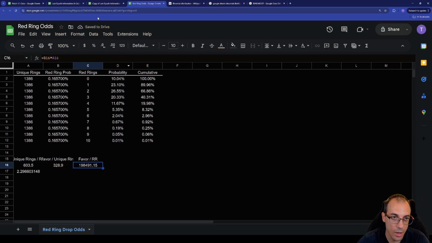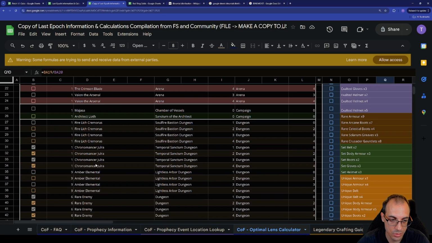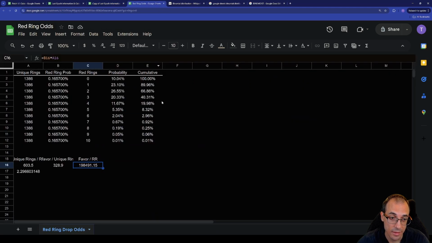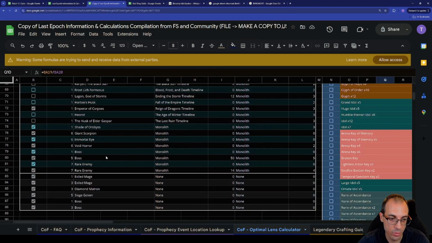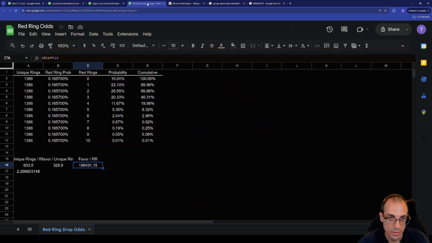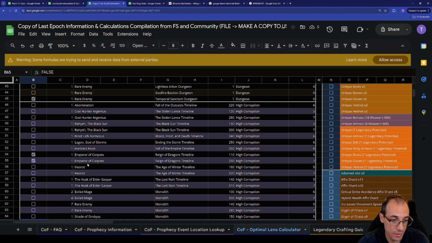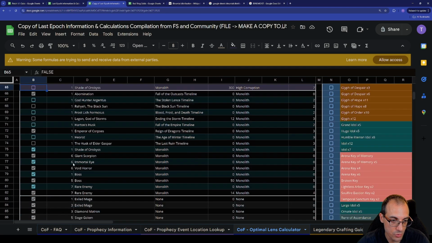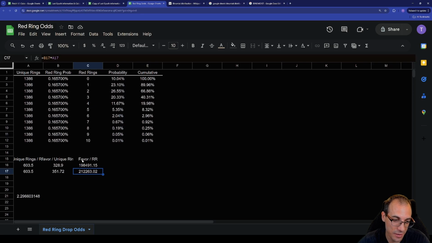So depending on how picky you are when it comes to your boss selection and whatever else, I was pretty picky right here. And based on being fairly picky, the expected favor per red ring is around 200K. If you don't mind running around and killing every single boss in every single monolith timeline, you can probably bring that down to, let's say, 190K. Let's say we get extremely picky and we only want Emperor of Corpses and Temporal Sanctum drops. When you get that picky, the favor per red ring becomes around 212,000.